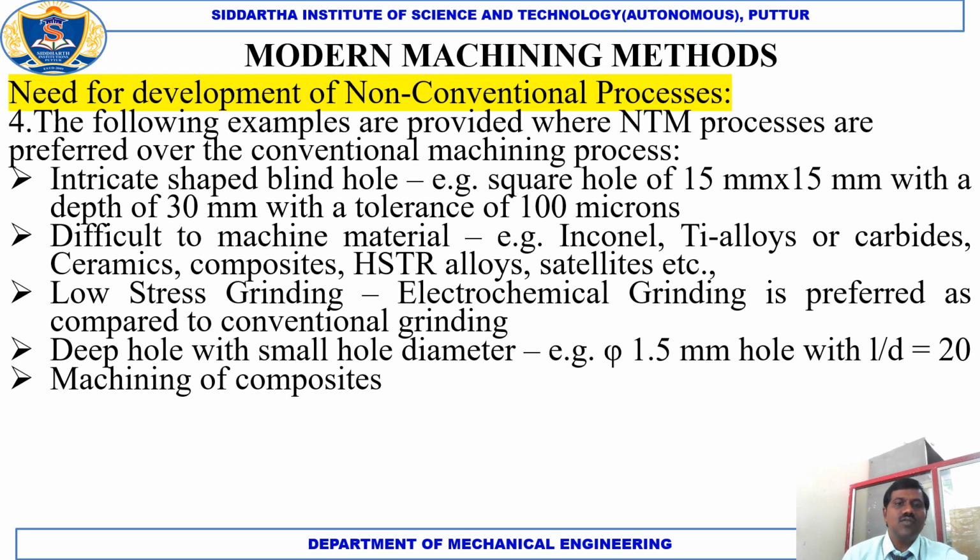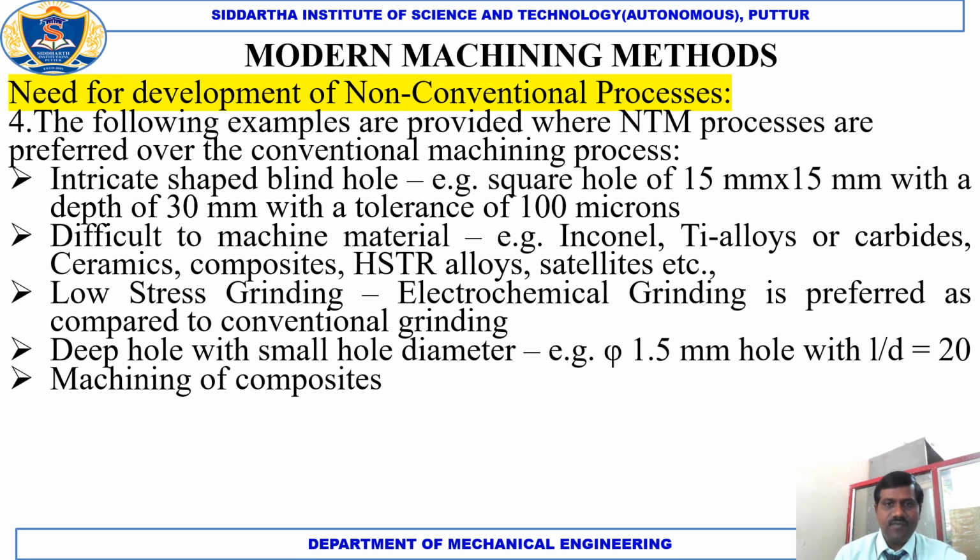And difficult to machine materials, for example Inconel, titanium alloys, carbides, ceramics, composites, high strength temperature resistant alloys or stellites. These are high strength and high hardness materials, and it is very difficult to cut them by conventional machining processes. But with modern machining methods, we can cut them easily. So for that, there is a need for the development of non-conventional machining processes.